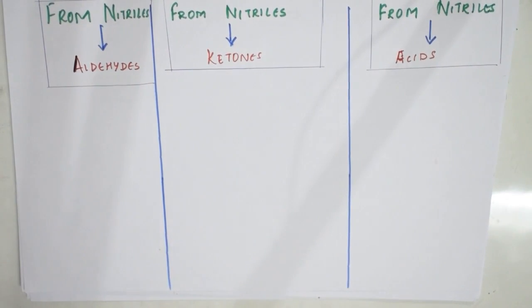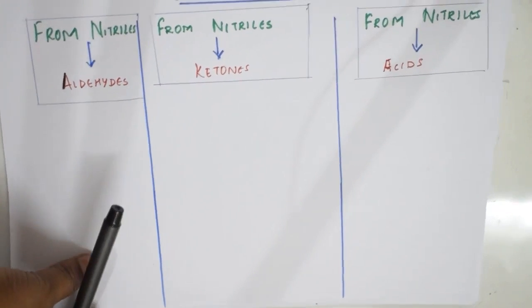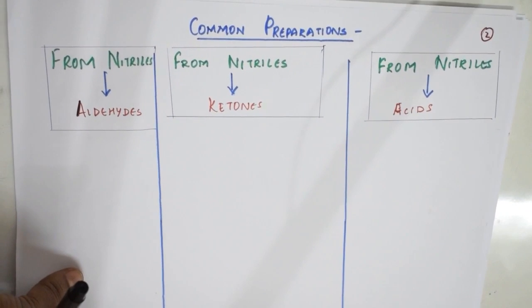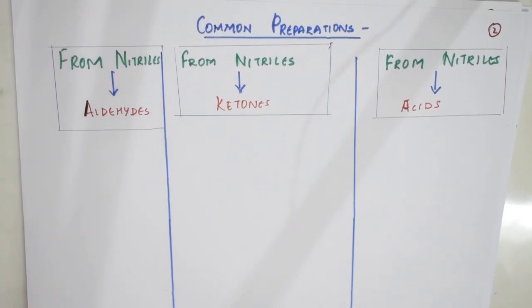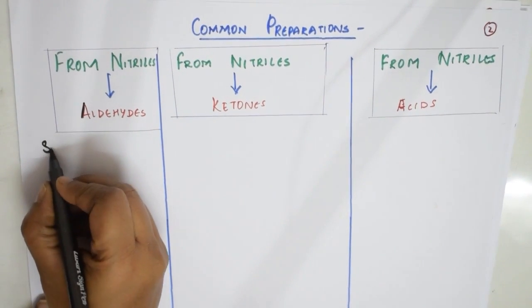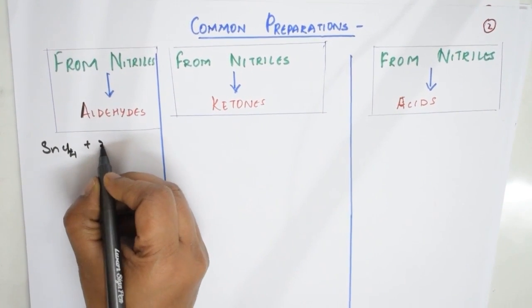So in the nitriles part, I said we can prepare from nitriles. Let me put the paper a little bit down. So from the nitriles I can prepare aldehydes. Let us see what nitriles actually are. C triple bond N is nothing but nitrile. So what am I going to do? In this case of aldehydes, first, important thing, we do it using stannous chloride, that is SnCl4. This is a very important reaction, right?